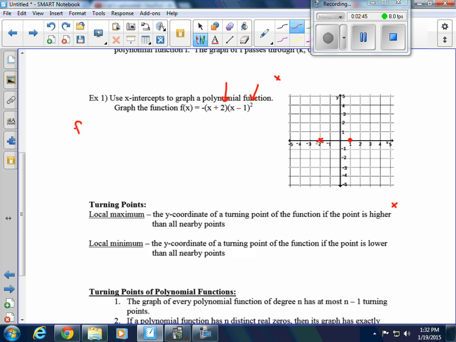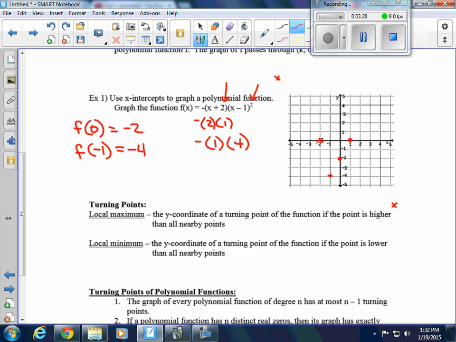So I'm going to put in 0. So f of 0 is going to give me negative 2. 0 minus 1 is negative 1. Negative 1 squared is 1. So that's going to give me negative 2. So I have the ordered pair (0, negative 2). Then I'm going to put in negative 1. If I put in negative 1, I'm going to have negative, and then I'm going to have 1, and negative 1 minus 1 is negative 2. Negative 2 squared is 4. So that's going to give me negative 4. So if I put in negative 1, I'm going to get negative 4.